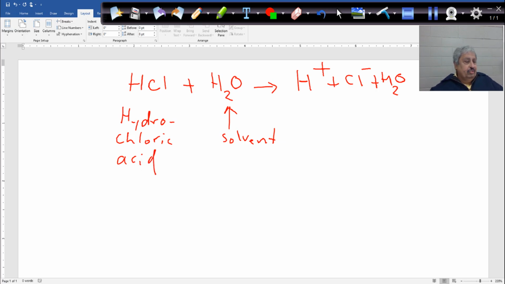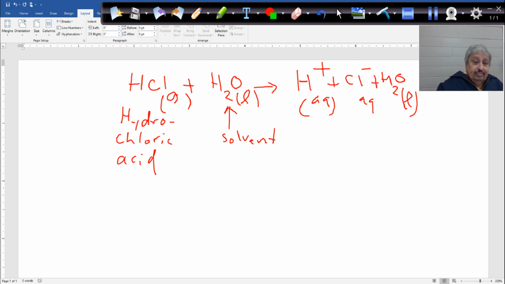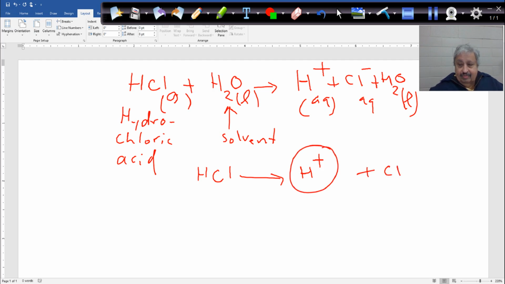So when you dissolve HCl, it's really a gas. Dissolve it, it gets aqueous, and liquid H2O. So what happened is this HCl gave you H plus, plus the chloride ion. But the main thing is H plus here. According to Arrhenius, this is an acid by definition. As long as it gives you H plus, that's an acid, according to Arrhenius.